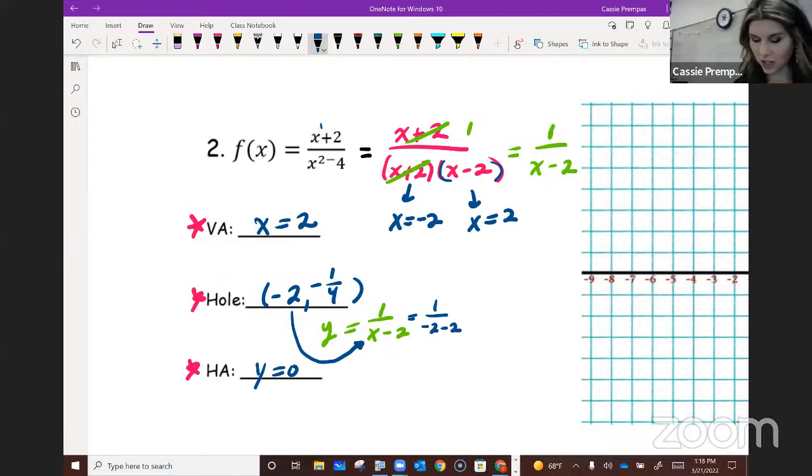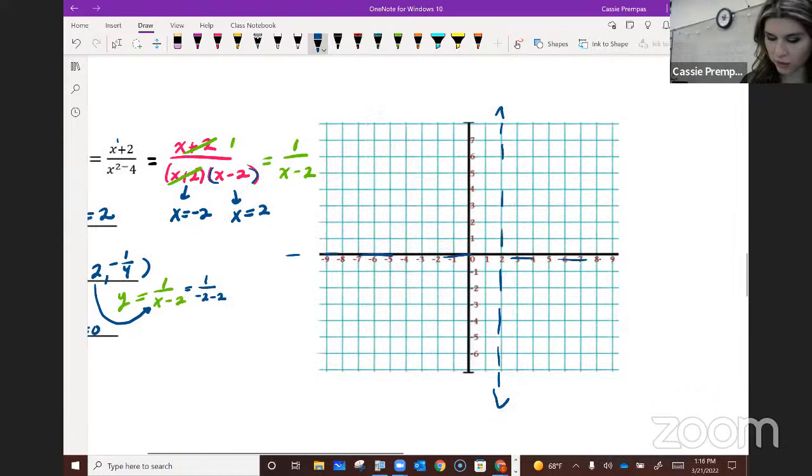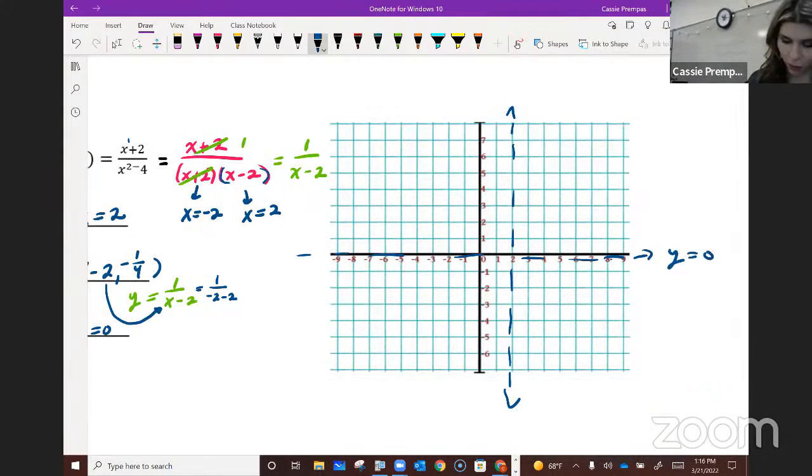So as I'm sketching this, I'm going to have x equals 2 as a vertical line. y equals 0 is a horizontal line at 0. And I should have a hole at the location -2, -1/4. So that's just an open circle at -2, -1/4.